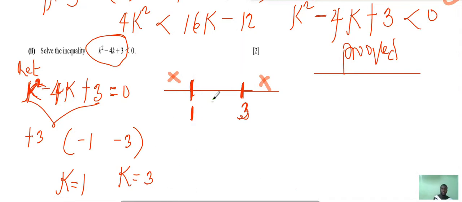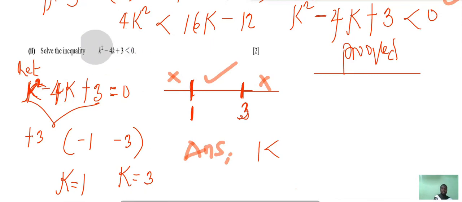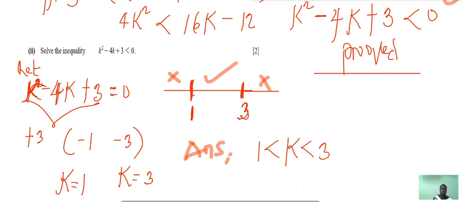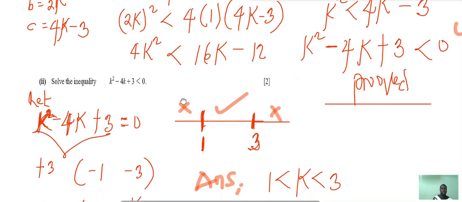Once this region is satisfied, my solution set looks like 1 less than, the variable there is k, so 1 less than k less than 3. That will be the solution to the inequality. Let's move on. This was question 3, so we can move to question 4.